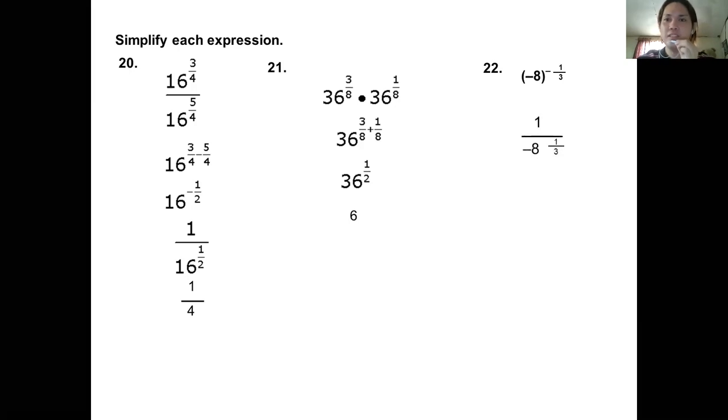That's it. This one, number 22, we apply the negative exponent rule, because there is still a negative in your exponent. Get its reciprocal. That's why we have 1 over negative 8 raised to 1/3. Then after that, we have negative 1/2.